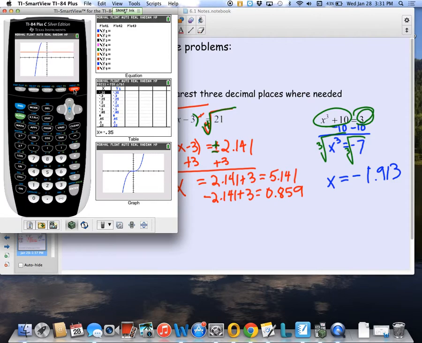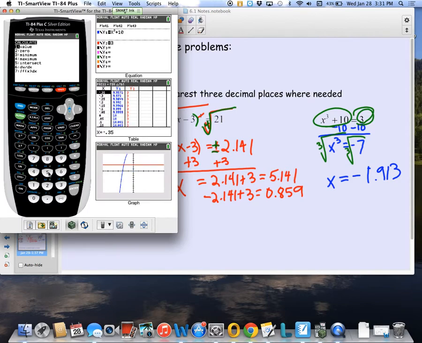They crisscrossed each other. I'm not going to worry about you doing this right now, but there's a way I can figure out exactly where they intersect on my calculator. When I do that, look what the answer is on the graphing calculator: negative 1.913-ish, and that's the answer we got. So it does work. There's a way to do it on the graphing calculator too.